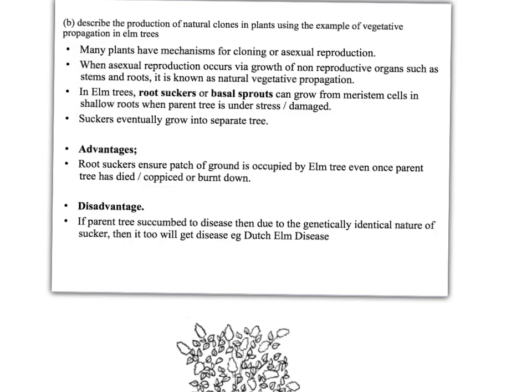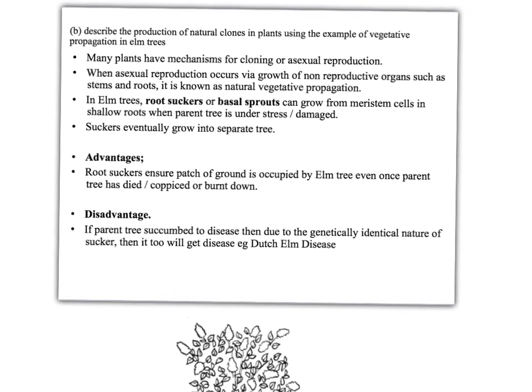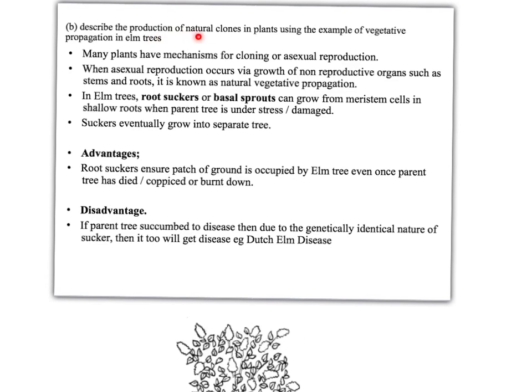This slide requires us to be able to describe the production of natural clones in plants, using the example of vegetative propagation in elm trees. In many organisms, cloning occurs in forms of asexual reproduction. We'd have looked at this before at GCSE, things like strawberry plants producing runners, potatoes, things called tubers, which are swellings in roots of potato plants, which then the following season will sprout and develop new potato plants.